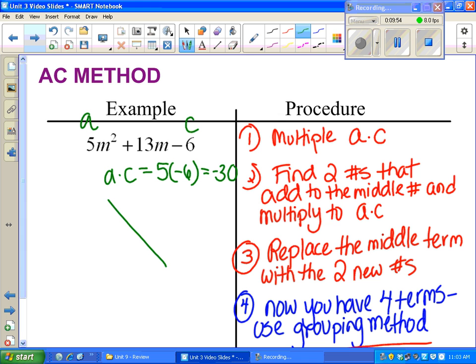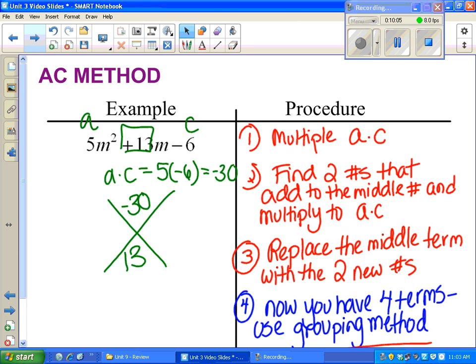The reason I do that is because I now want to find, kind of like the sum and product method, two numbers that multiply to negative 30, but then I want to find two numbers that add to the middle term. So I'm looking for two numbers that multiply to what I got when I did AC, but add to the middle term of the trinomial. So let's think. I'm immediately thinking 10 and 3, but it has to be negative. Could be 15 and 2 also. So what if we tried that?